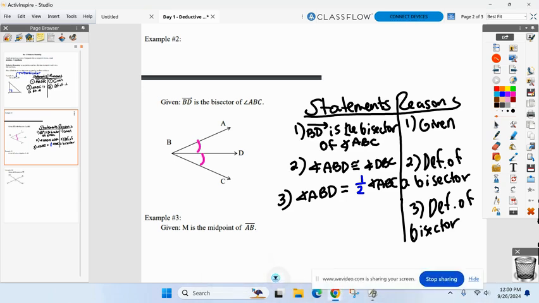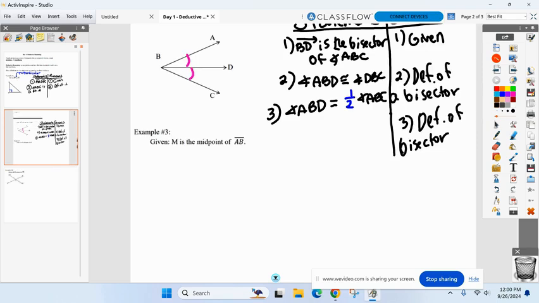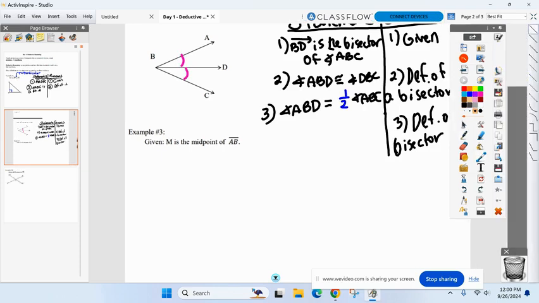So sad on number 3. Can you make one, though? Sometimes you might have to make your own diagram quickly and mark it. Given: M is the midpoint of AB.